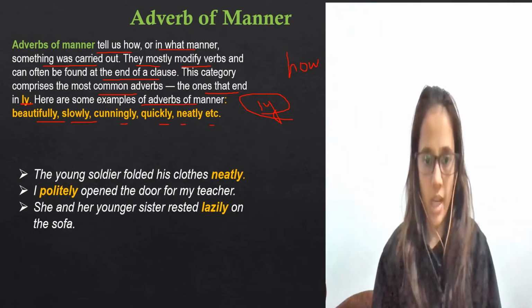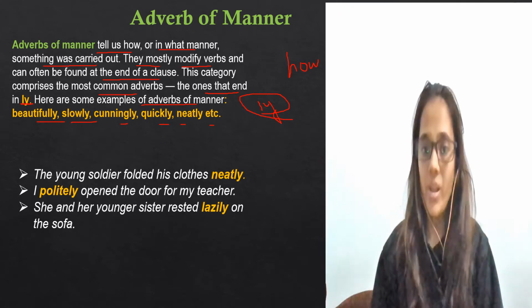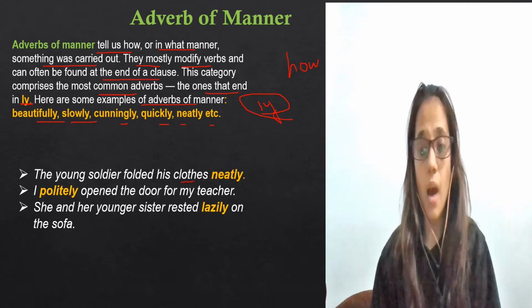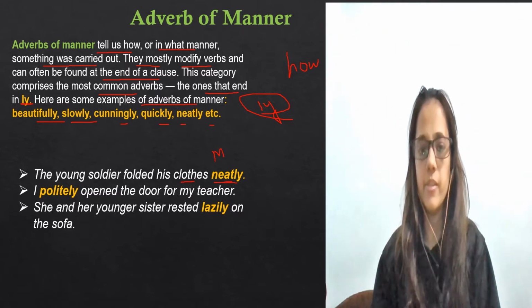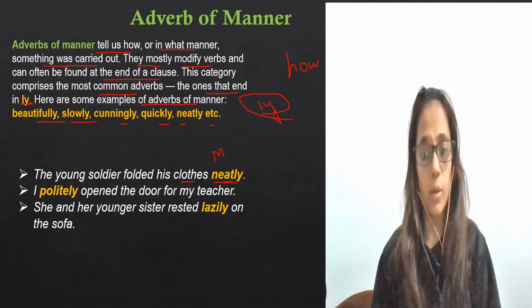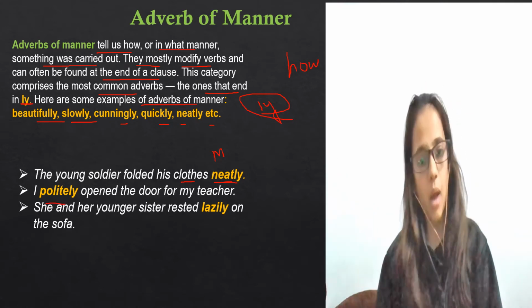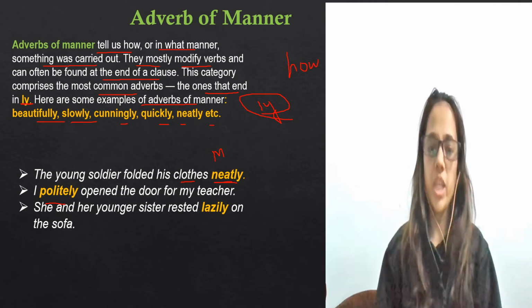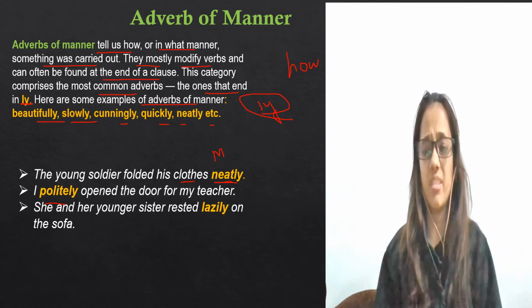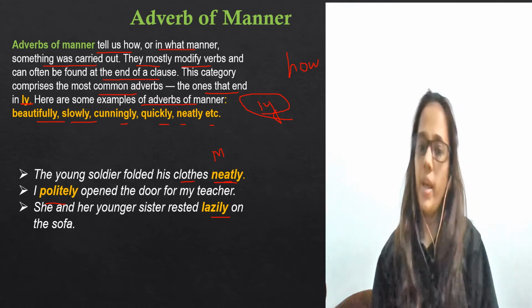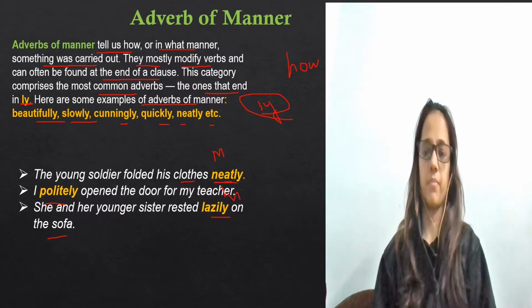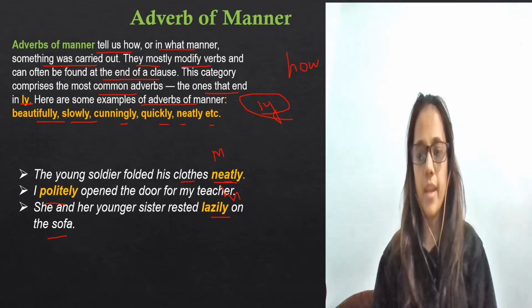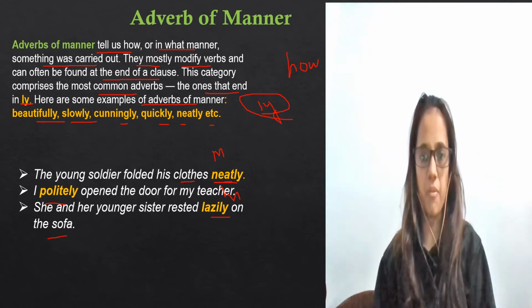Example: the young soldier folded his clothes. How? Neatly. So neatly is what? Adverb of manner. I politely opened the door for my teacher. How? Politely. She and her younger sister rested lazily. How? Lazily. Adverb of manner. Okay, on the sofa. So I hope you have understood adverb of manner. Now let's move to the next type of it.